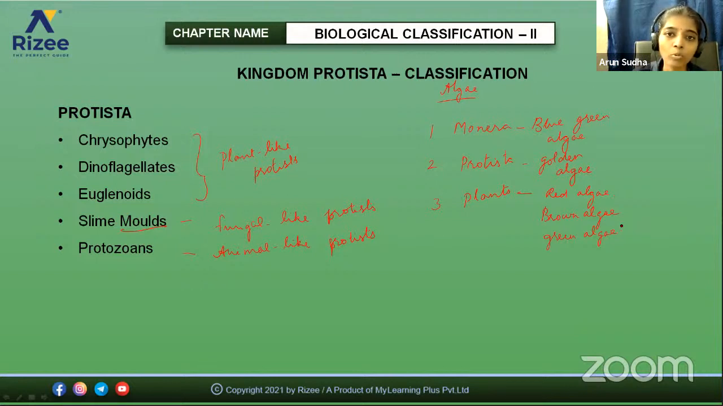So there is a huge variation among these classifications, particularly in the kingdom Protista. So we'll see in detail about the Chrysophytes, Dinoflagellates, Euglenoids, slime molds, and protozoans, which come under the kingdom Protista. Okay, clear?